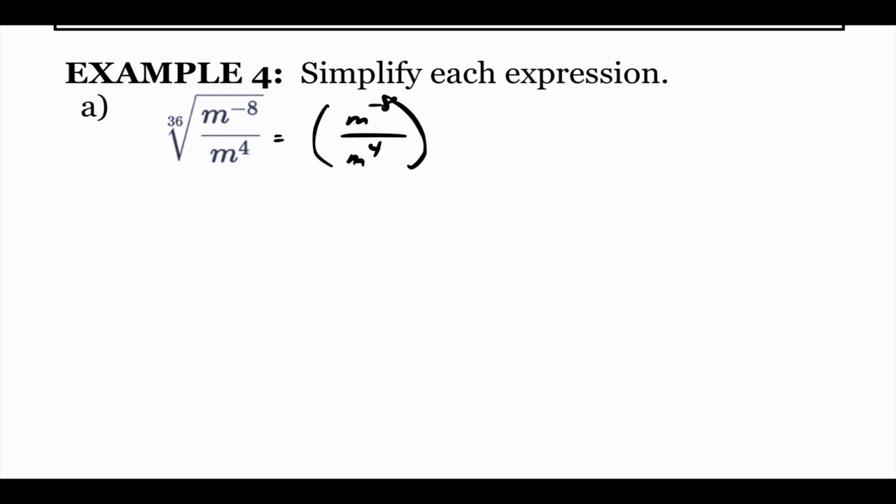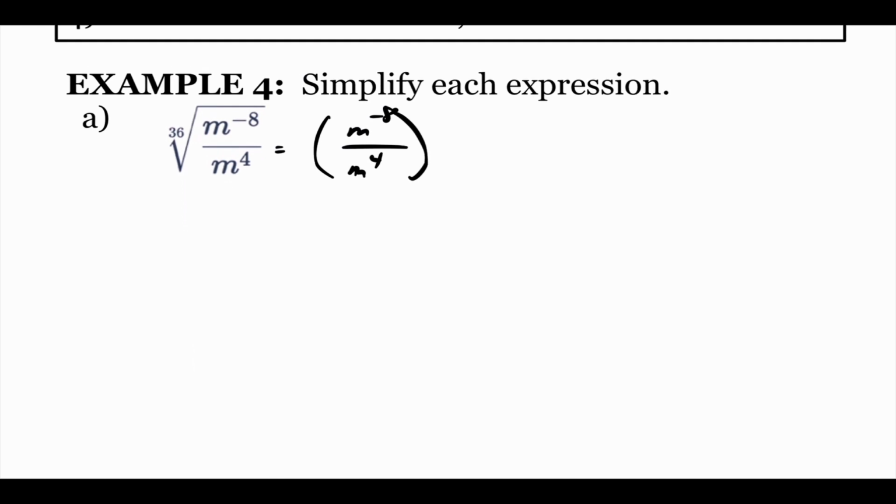So instead of a root 36, I'm going to give it a power. The 36th root is the same thing as 1 over 36, like a square root is 1/2. So it gets rid of the root. Okay, so I still have parentheses. Now on the inside of the parentheses, I see I have a negative power. Well, last week we learned that negative powers have to move, either up or down. This one's going to move down.